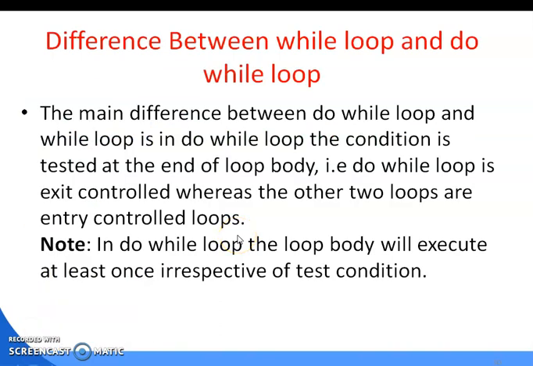And the main difference between the do while loop and the while loop is that in the do while loop the condition is tested at the end of the loop body. The do while loop is exit control, whereas the other two loops are entry control loops.